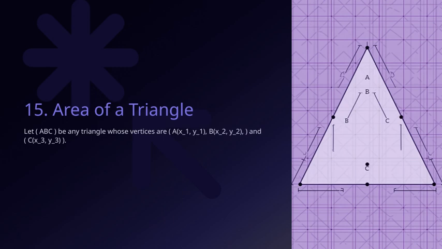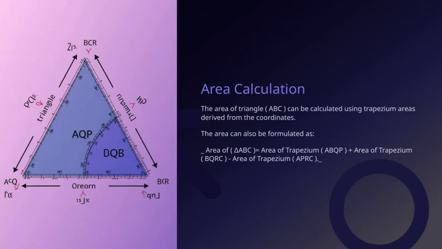This method is very powerful because it allows us to find the area directly from the given points without needing to measure sides or angles. As we move forward in this presentation, understanding this coordinate-based approach will be crucial for solving more complex geometric problems efficiently. Now, let's look at how we can express the area of triangle ABC in terms of trapezium areas.